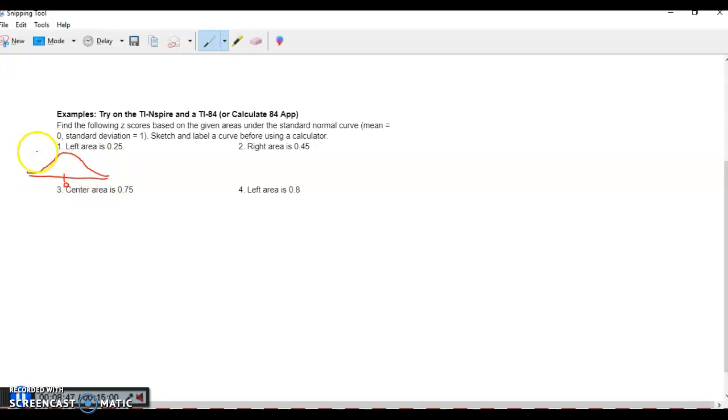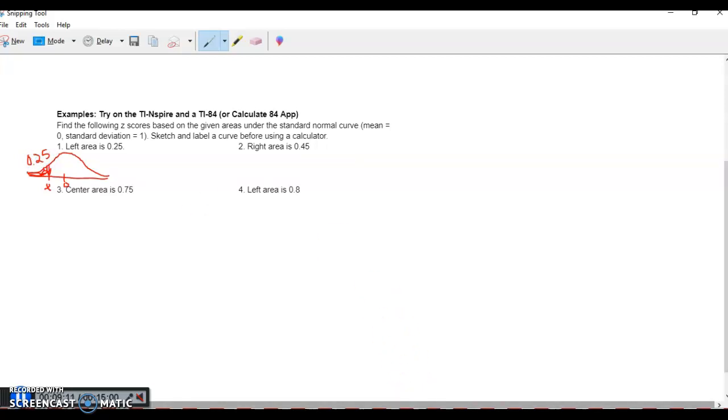So let's think about this. The whole area of the curve is 1. So if I want 0.25 of the area, that's going to be somewhere down here, less than half. Now, I don't know what this value is. I'm going to put an X there. You can call it Z because these are Z scores. But I want to know, what is this value that gives me this area of 0.25?